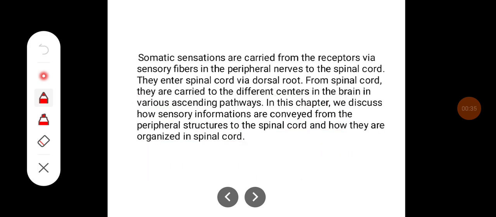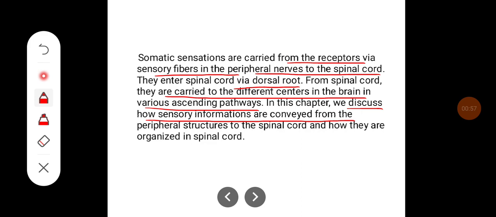Somatic sensations are carried from the receptors via sensory fibers in the peripheral nerves to the spinal cord. They enter the spinal cord via the dorsal root. From the spinal cord, they are carried to the different centers in the brain in various ascending pathways. Here we discuss how sensory information is conveyed from the peripheral structures to the spinal cord and how it is organized in the spinal cord.